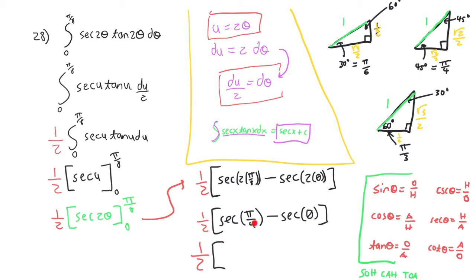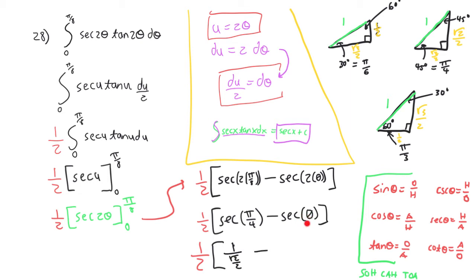The secant of pi over 4. Well, what is pi over 4? Pi over 4 is 45 degrees. There it is. Pi over 4 radians, 45 degrees. What's the secant? Secant is hypotenuse over adjacent. So we have the 45 degrees here. The hypotenuse is 1, and the adjacent is radical 2 over 2. So that's going to be 1 over radical 2 over 2, which we're going to worry about later.